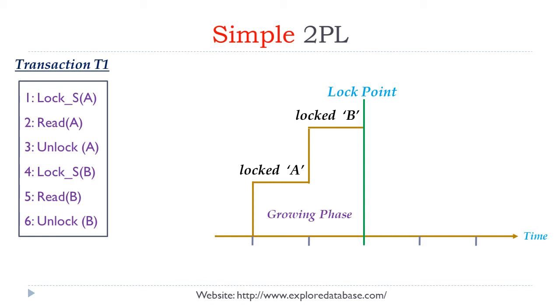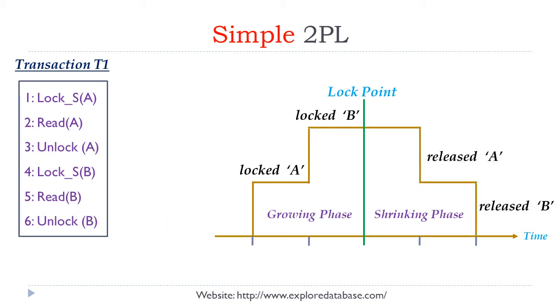After this lock point, we are going to execute the remaining instructions that are part of the transaction and release the locks one by one. Like this, unlock A, releasing A, then we are unlocking B, released B. Here, the instructions of this transaction may be executed in this particular order.